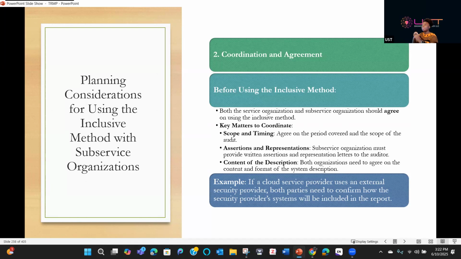Coordination and agreement: before using the inclusive method, both the service organization and sub-service organization must agree on using the inclusive method.